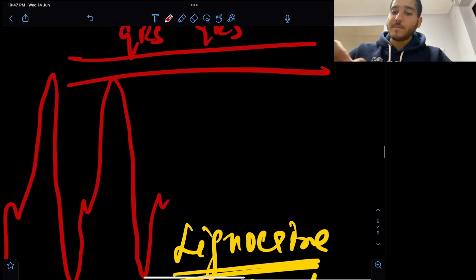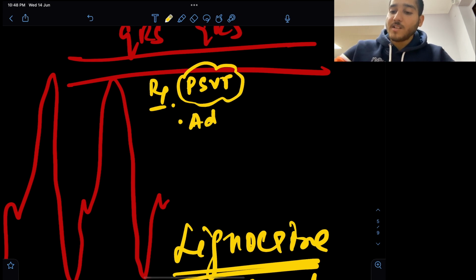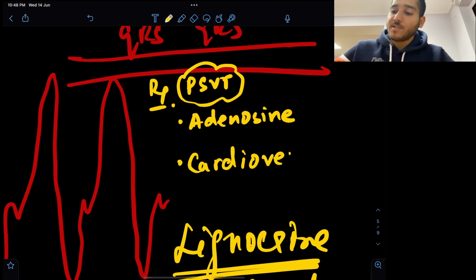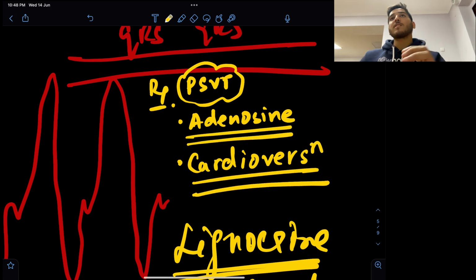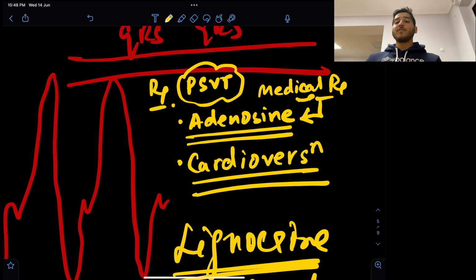Treatment part I'll also cover here. For treatment of PSVT, we usually give adenosine, or we can do cardioversion. Right. In the Krok exam, they will only use this medical therapy. They like to ask about drugs, right? So they'll ask you what the treatment for PSVT will be, and you'll answer adenosine, right?